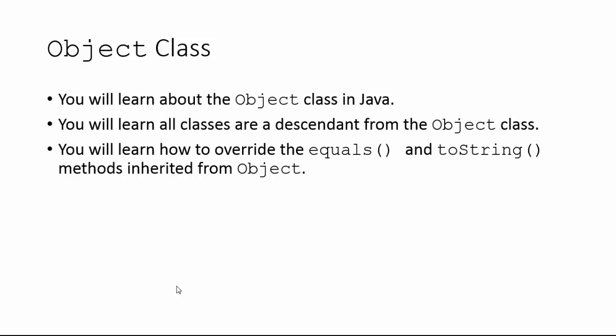In this tutorial, you will learn about the Object class in Java. You will learn all classes are a descendant from the Object class. You will learn how to override the equals and toString methods inherited from Object.